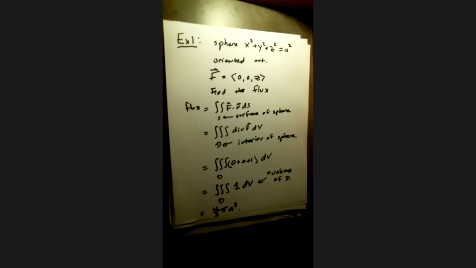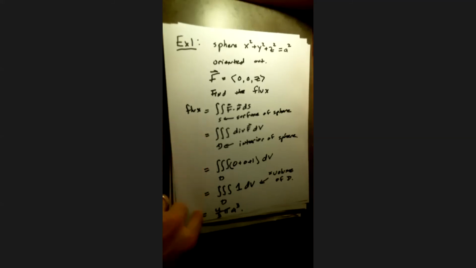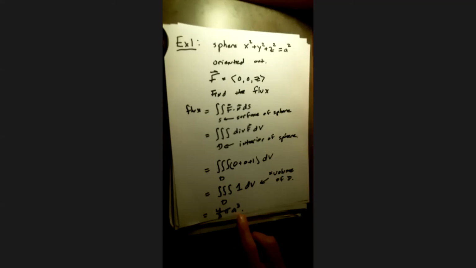Wow, we just evaluated a surface integral using a triple integral in 1, 2, 3, 4 lines. That's pretty good. Now, granted, it was a little simple, but that was pretty nice. Questions about this example? Okay, so again, what does this 4/3 pi a cubed represent in this case?